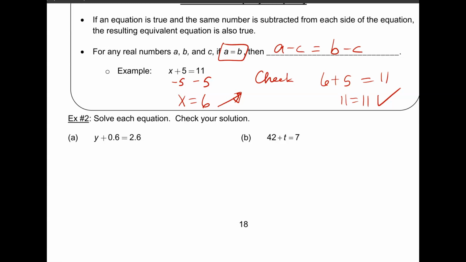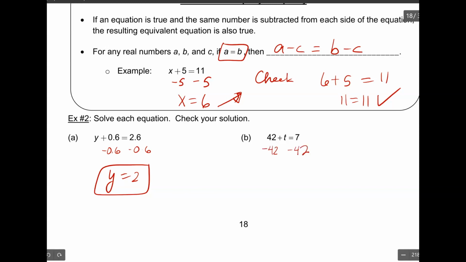So we can go ahead and try these next ones. Dylan, let's do 2A. Exactly. Subtract 0.6 on both sides. We get y equals 2. And Eli, what about this next one? Subtract 42. Yeah, 16. Yeah, -2. Wonderful.